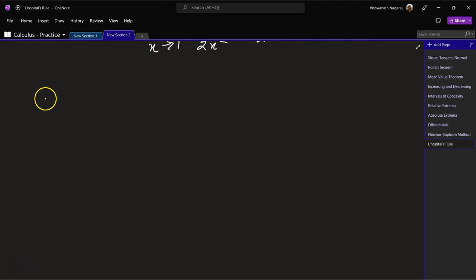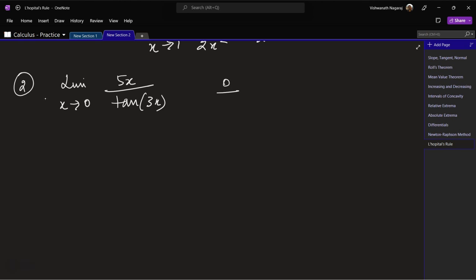Okay, now let's look at the second one. Limit as x approaches 0 of 5x by tan 3x. Direct substitution will give us what? 0 by tan 0. Tan 0 is sine 0 by cos 0. Cos 0 is 1, but the numerator is sine 0, which is 0. So we get 0 by 0.